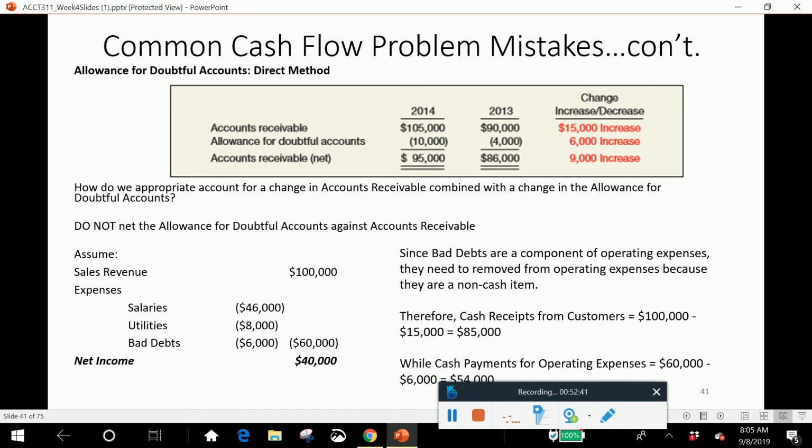Then for cash payments for operating expenses, it was $60,000. We are not given any information about any changes in prepaids or accrued expenses. However, we know that a component of those operating expenses is bad debt, and we know that bad debt is a non-cash charge. So we need to subtract out that $6,000 to determine how much cash we paid for operating expenses. So that is 54.